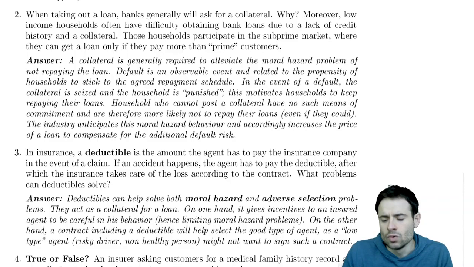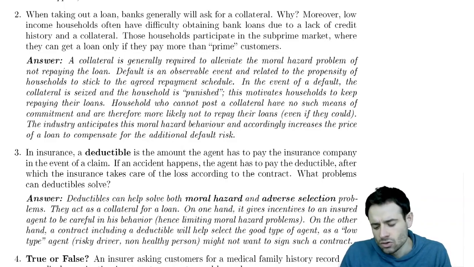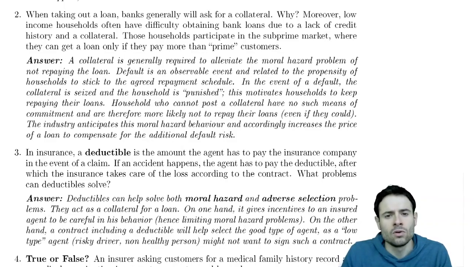If you are getting a loan for a house, typically the house can be used as a collateral. So in case you cannot repay your loan, the bank will seize your house. And so the bank will be able to seize your asset and repay itself. So a collateral is generally required to alleviate the moral hazard problem of not repaying a loan.